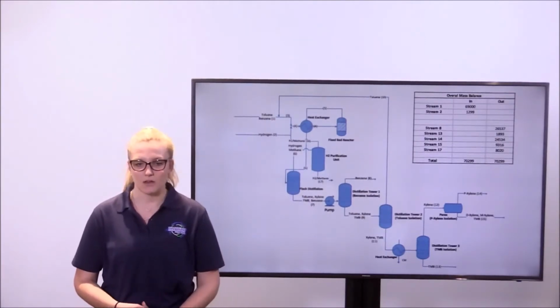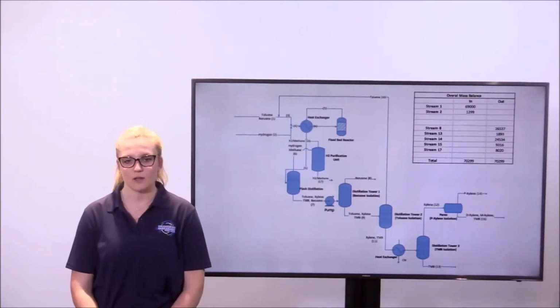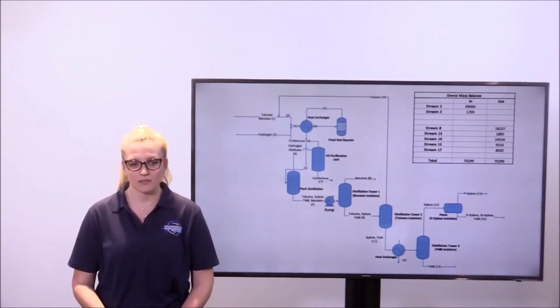We have a series of towers then, which will be used to remove impurities before the stream enters the Parex, which will be our final purification step. The Parex is used to purify the p-xylene from the other xylene isomers.